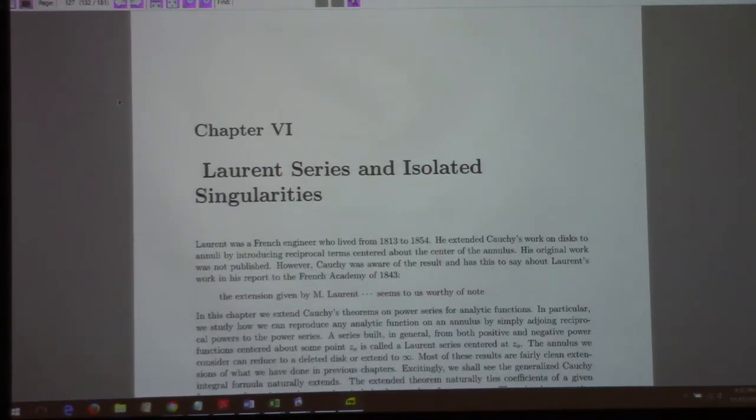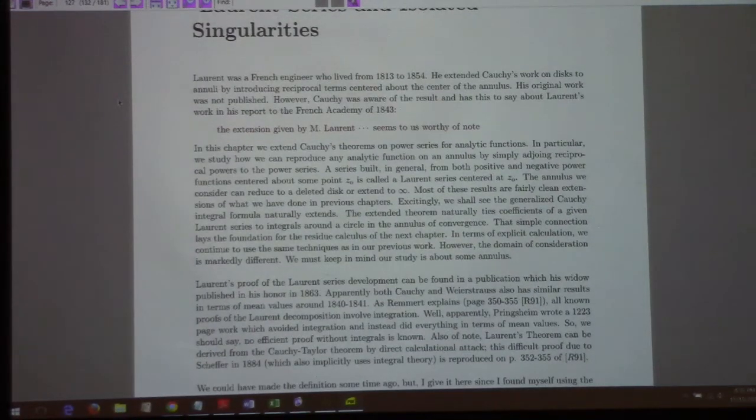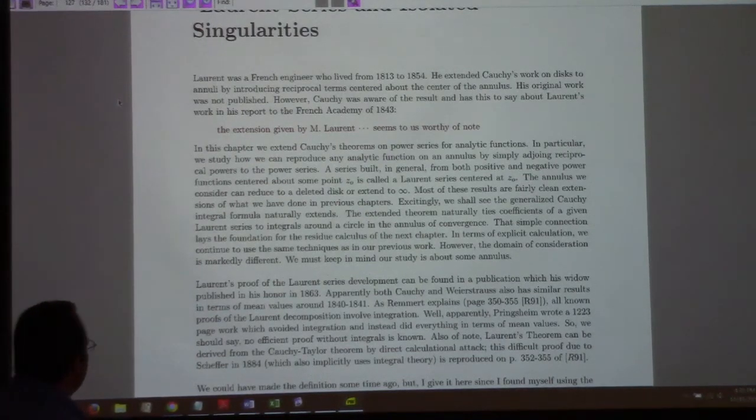Laurent is interesting. As best as I could figure, Laurent was an engineer or something, which is kind of surprising. But I think he gave his work to Cauchy, who had this to say about Laurent's work in the report to the French Academy of 1843: the extension given by M. Laurent seems to us worthy of note. It's a beautiful thing, completing the work that Cauchy started.